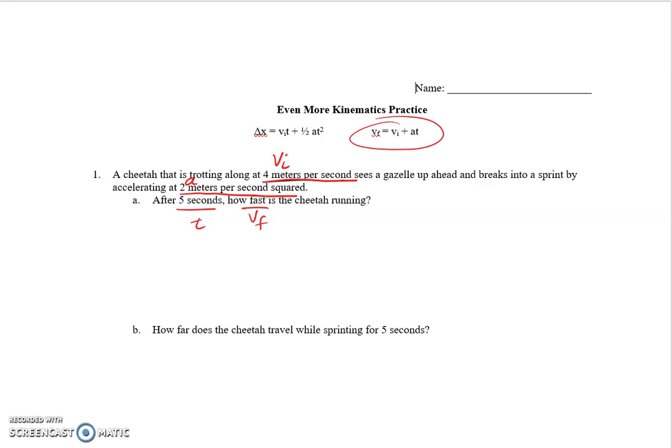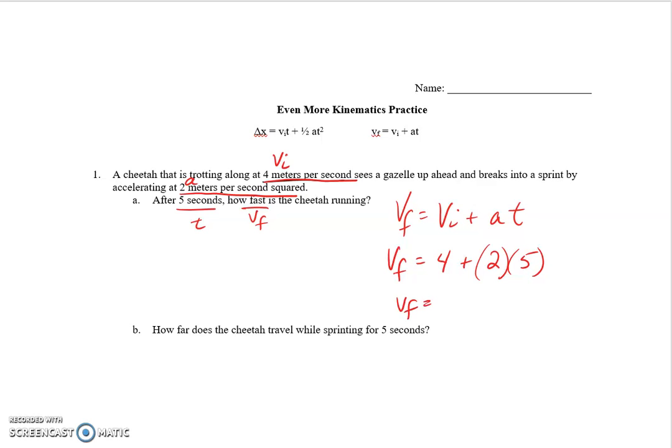So we look at our equations, and the one that is going to be helpful in this circumstance is the second one. Vf equals Vi plus A times T. So final velocity we don't know. Initial velocity is 4. Acceleration is 2. Time is 5. So 2 times 5 is 10 plus 4 gives you 14 meters per second.